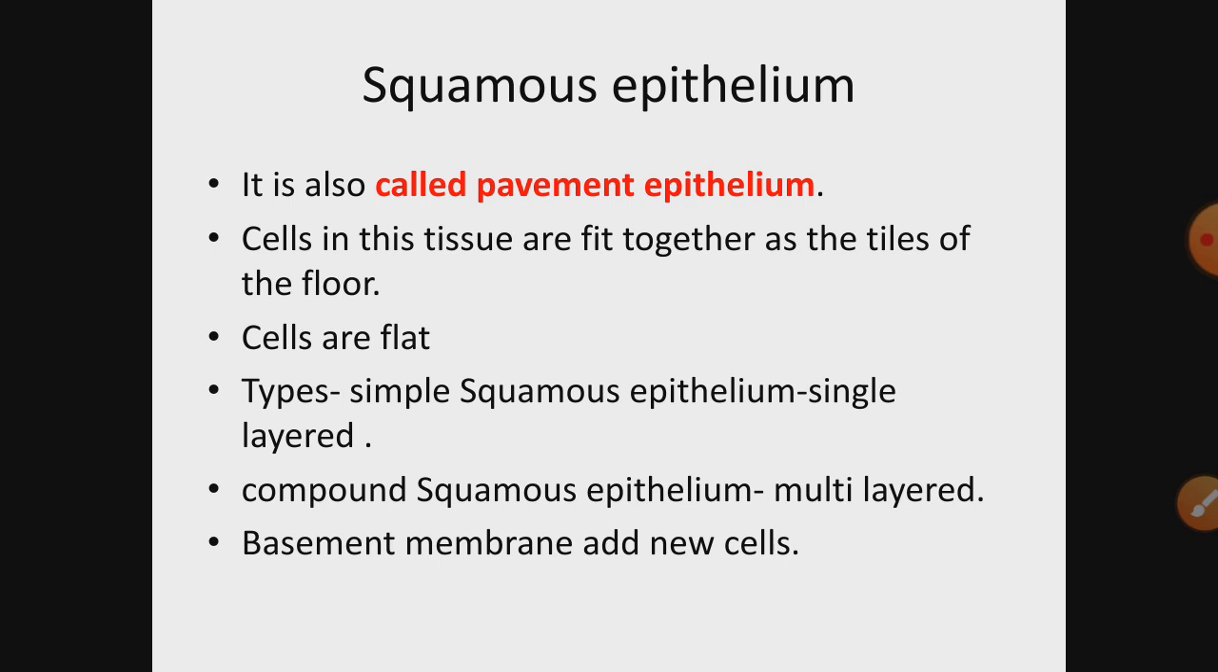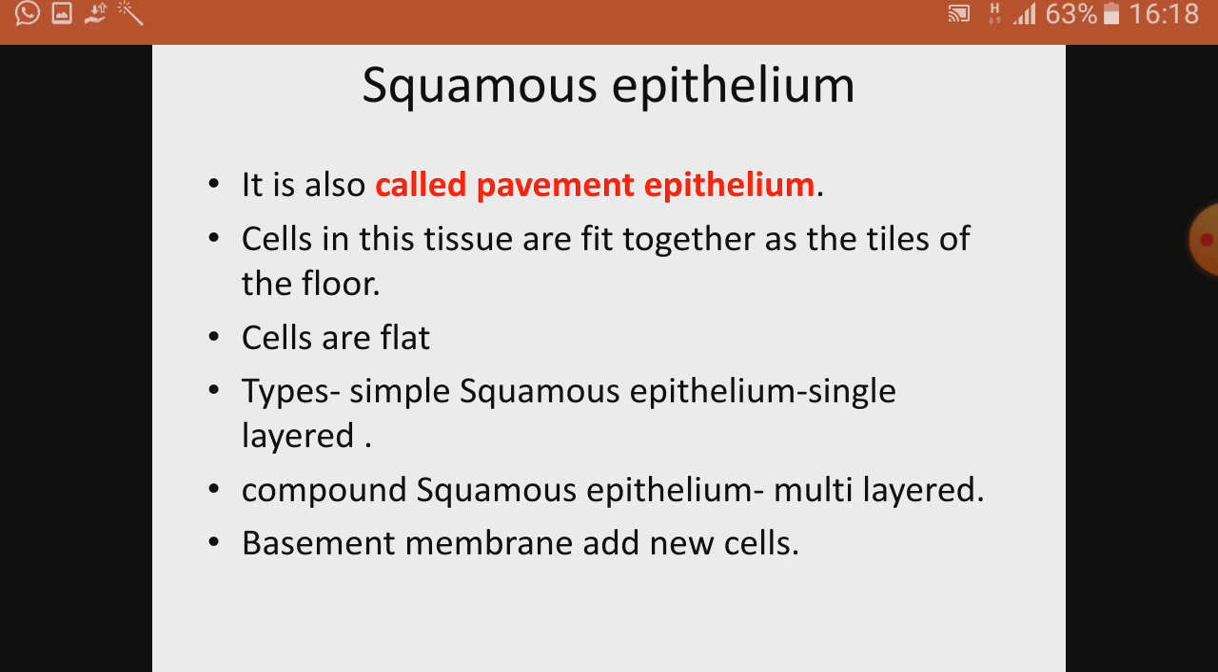Now, squamous epithelial tissue is further divided into simple squamous epithelium, which has a single layer, and compound squamous epithelium, which has multiple layers. The very important characteristic feature of squamous epithelium is the presence of a basement membrane, which adds new cells. For example, it looks like this.